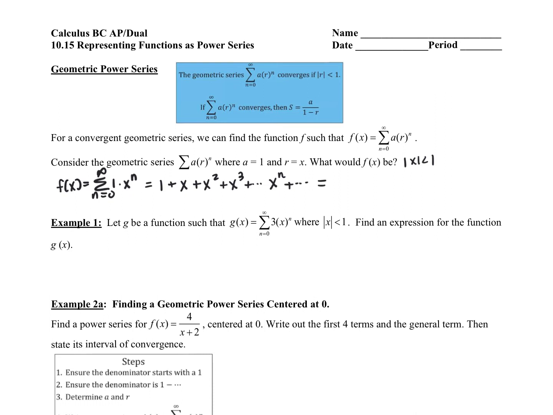How do I find the sum of a geometric series? A over 1 minus r. What's a here, or the first term? 1. First term is a, which is 1, over 1 minus r. What's r here? x.